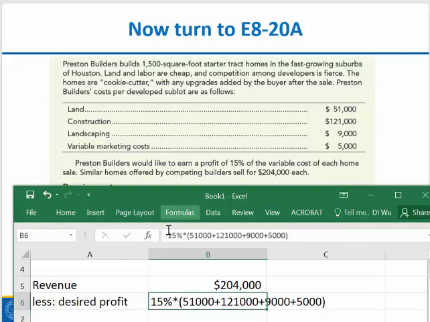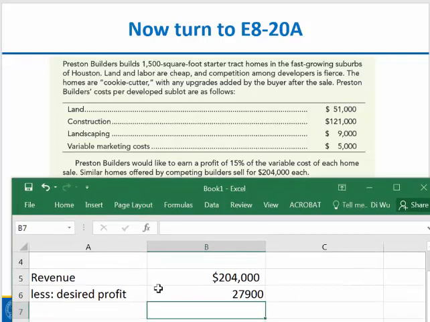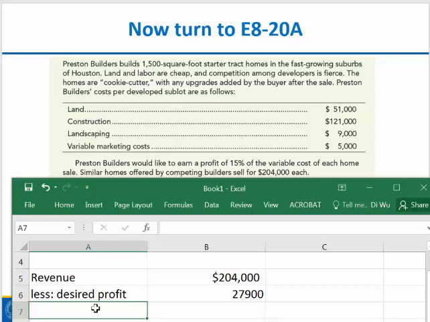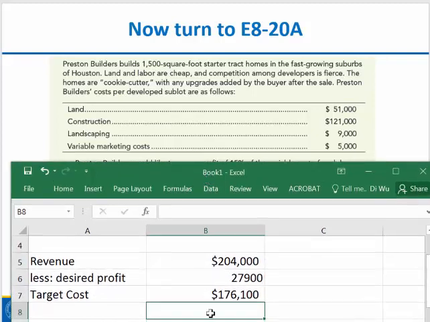So that's how you do the desired profit, and the answer is 27,900. Then the next will be basically what is your target cost. The target cost is the revenue minus the desired profit. So the answer is $176,100. That's the target cost.